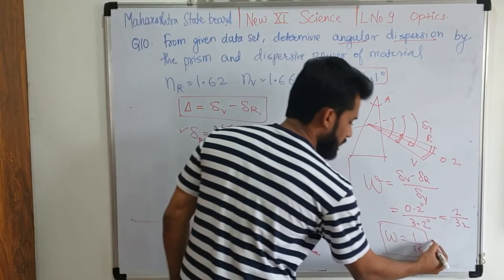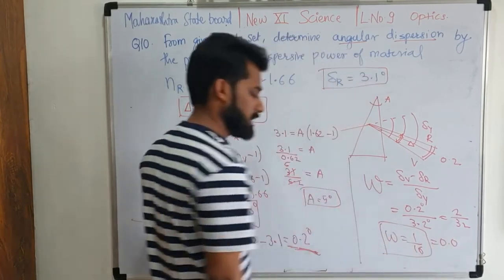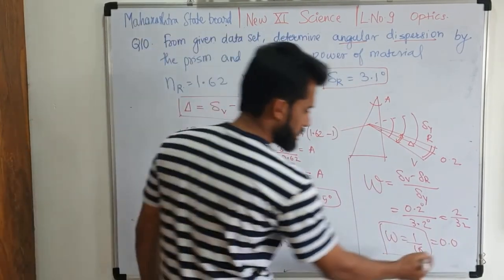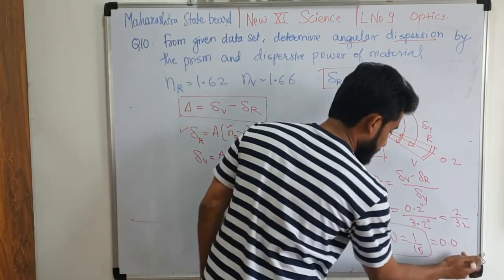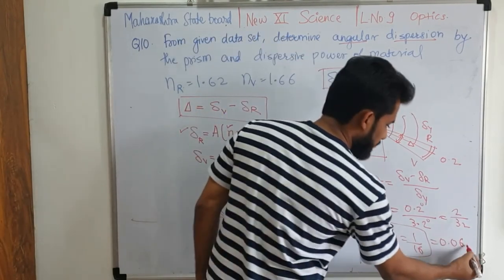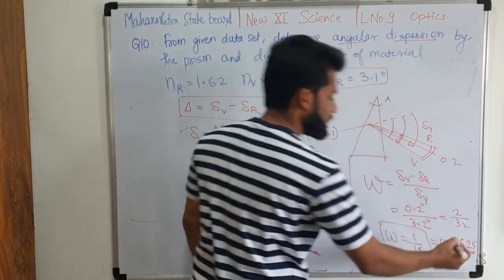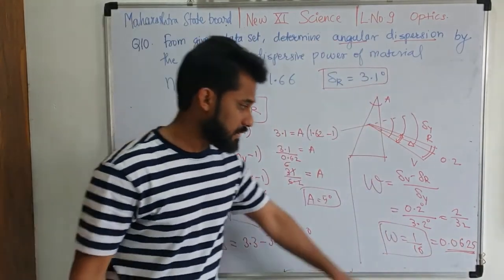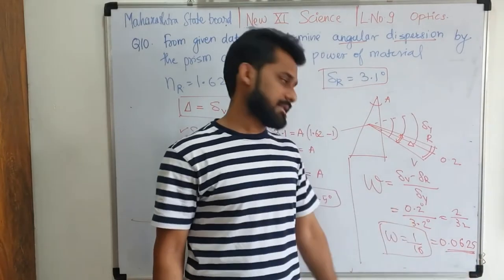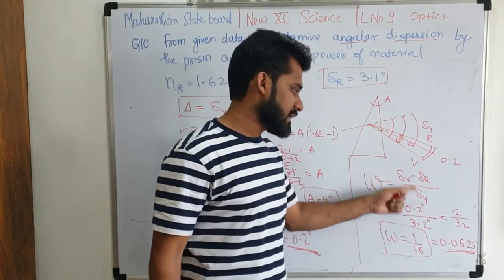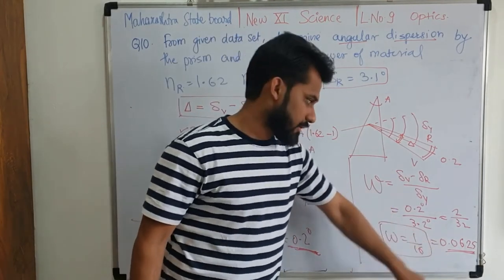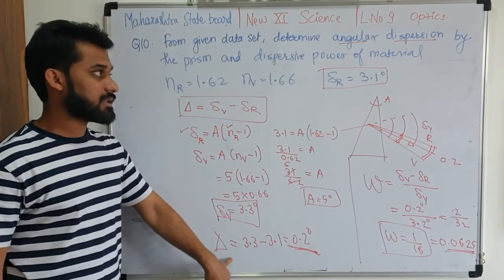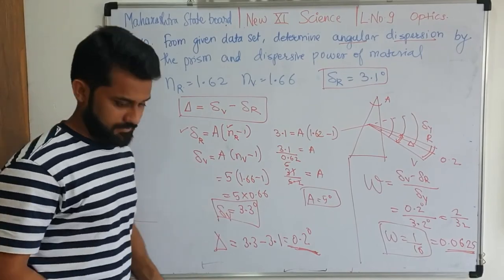If you solve it properly, you will get 0.0, 6 is 96 and then 4 is left, roughly 25. So 0.625. The number is unitless because dispersive power is the ratio of angle to angle, so no unit. So this is the answer for dispersive power and this is the answer for angular dispersion.